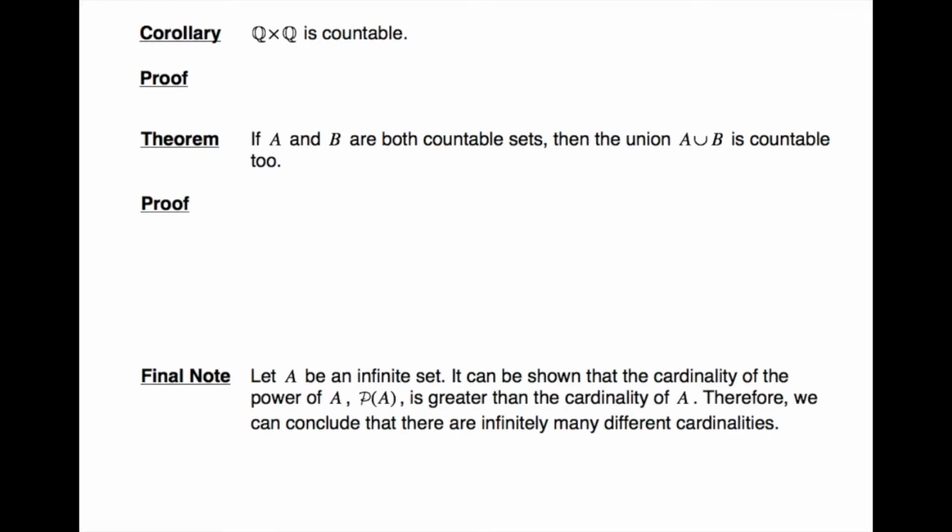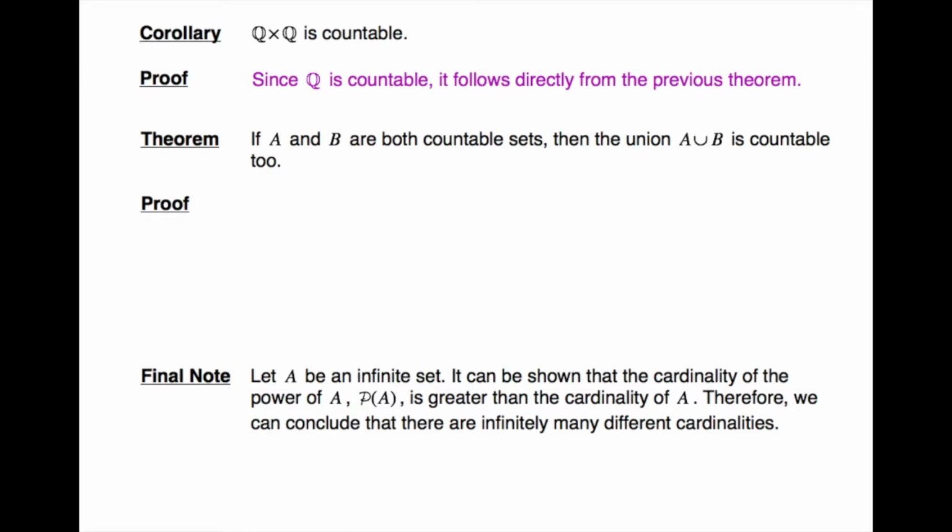A corollary of this theorem is that Q cross Q is countable, infinitely countable. Since Q is countable, it follows directly from the previous theorem. It's a corollary, so it follows directly from the theorem above.